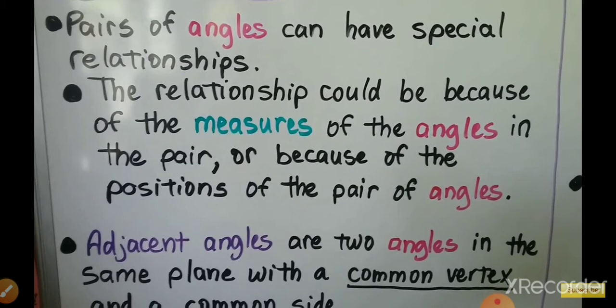Today we're going to talk about a new lesson. It's called pairs of angles. As you see here, pairs of angles can have special relationships. The relationship could be because of the measures of the angles in the pair or because of the positions of the pair of angles.